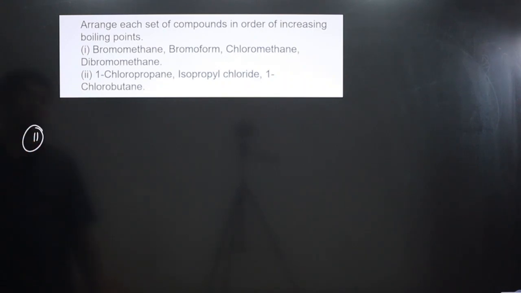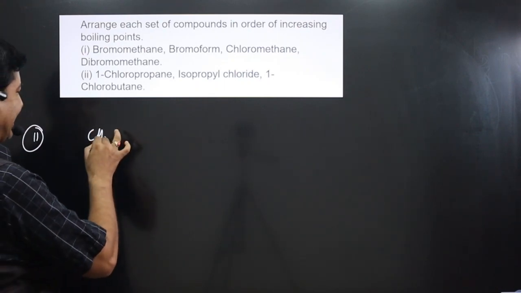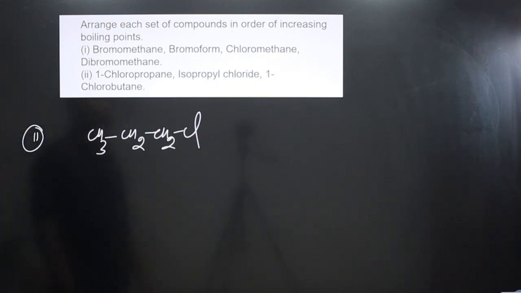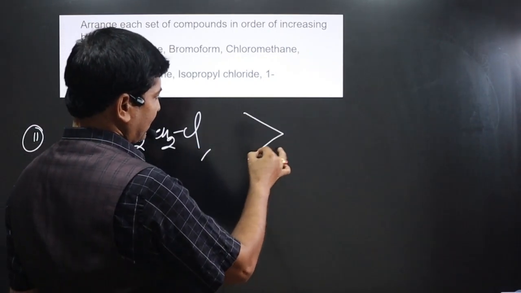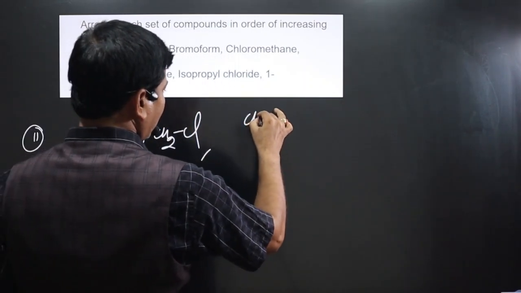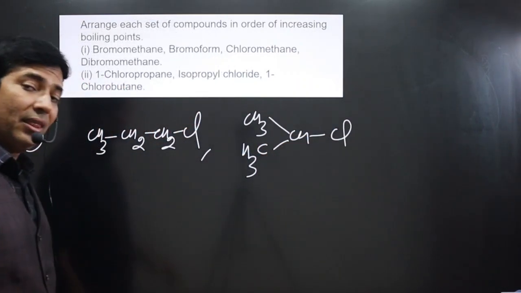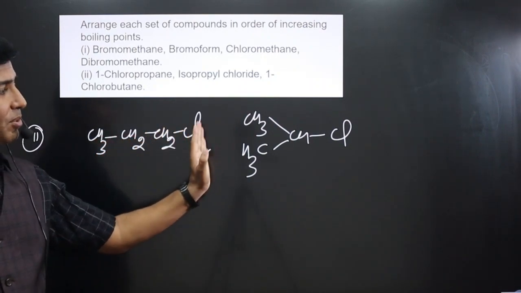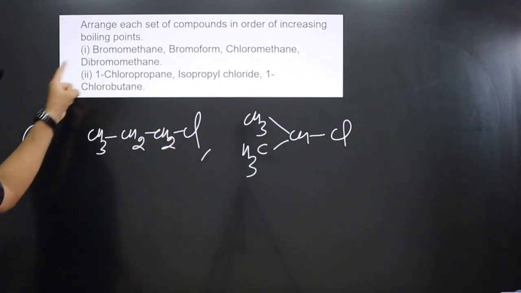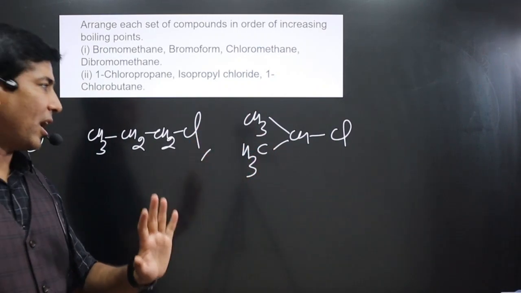We have the second set, 1-chloropropane. So we get 3 carbons in the parent chain, CH3, CH2, and 1 chloro. Next, isopropyl chloride. Isopropyl is something like this. Let me write the structure, CH3, CH, CH3, and you can see Cl is there. The number of carbons is the same in this case, but you can see branching is there, and when the branching starts, surface area will decrease. In this case the surface area is this much, and in this case the surface area is this much, and as the surface area decreases, boiling point also decreases.